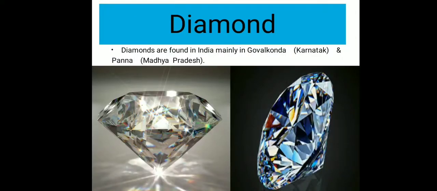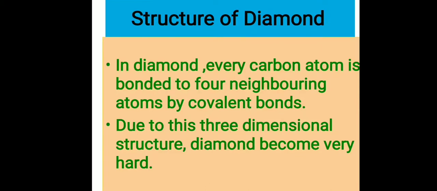Where can we find diamond in India? Diamonds are found in India mainly in Govardhan in Karnataka and Panna in Madhya Pradesh. Let us see how the structure of diamond is. In diamond, every carbon atom is bonded to four neighboring atoms by covalent bonds. Due to this three-dimensional structure, diamond becomes very hard.